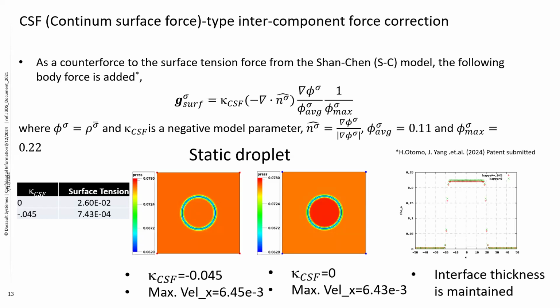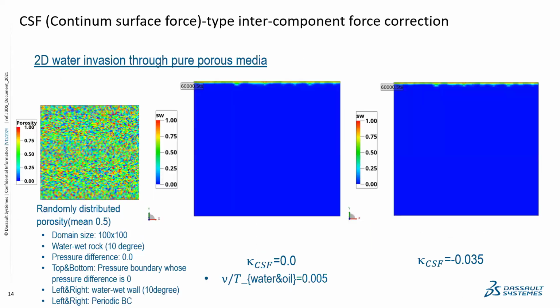So we carefully choose this component index, and then we simulate the static droplet case. And then by tuning this kappa value, this kappa is a parameter, we can achieve 30 times, 40 times reduced surface tension while maintaining the spurious current level and the interface thickness here. So yeah, it looks promising.